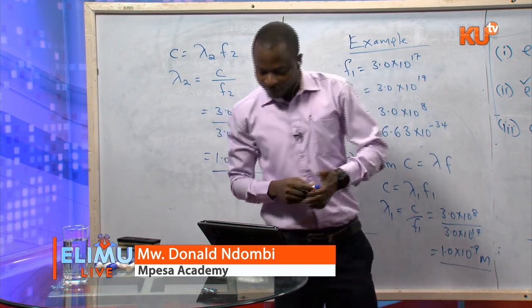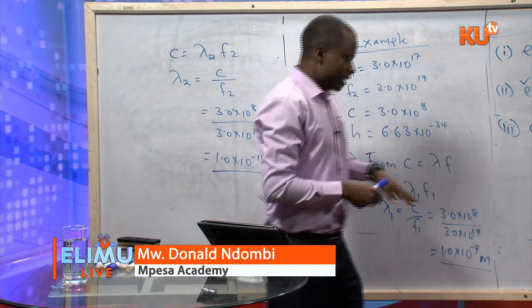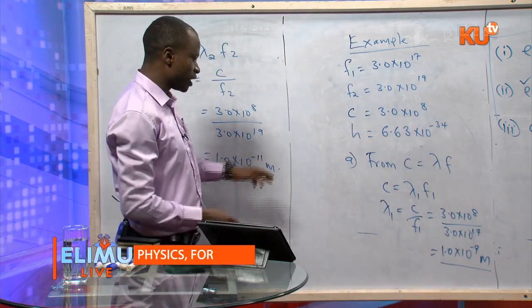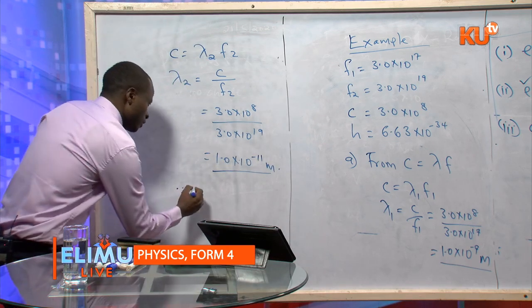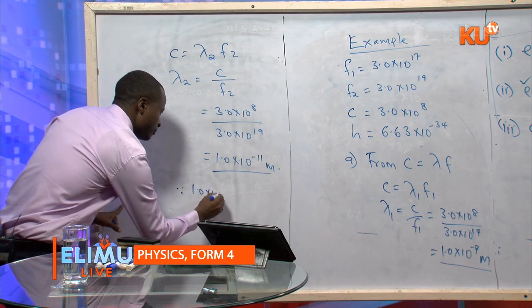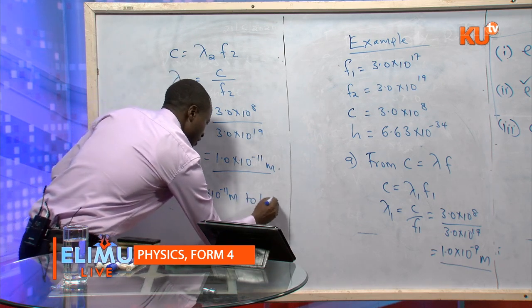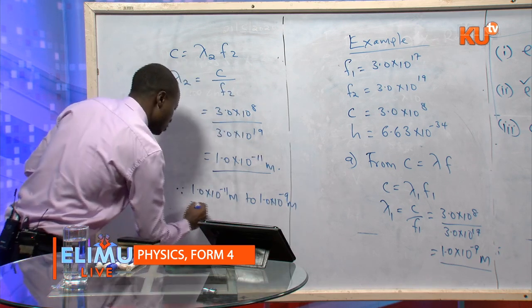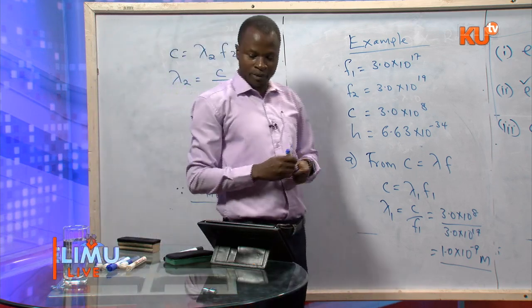Which one is bigger? And which one is smaller? So we realize that if it is negative, the higher the number, the smaller it is. Therefore, we shall say the range is 1.0 times 10 power negative 11 meters to 1.0 times 10 power negative 9 meters. This is the range. This is the smallest, this is the largest. Just like that. Part B.